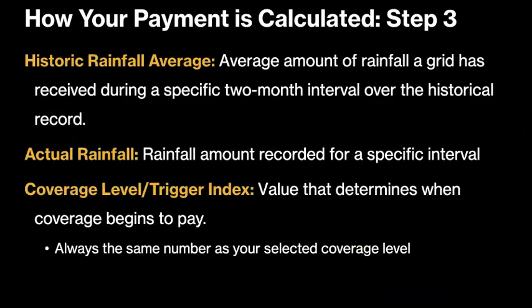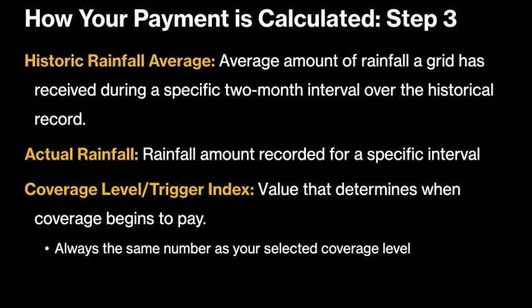Now that we've determined how much protection is assigned to each interval, we need to determine whether drought conditions actually occurred. This starts with understanding four terms. The historic rainfall average is the long-term average precipitation for a particular grid during a specific 2-month interval. The actual rainfall is the precipitation that was actually recorded during that same interval.